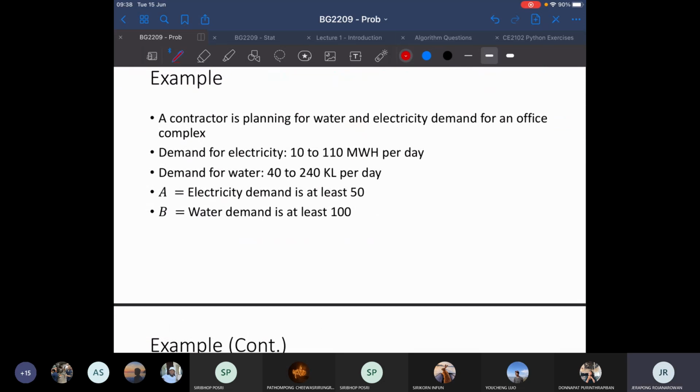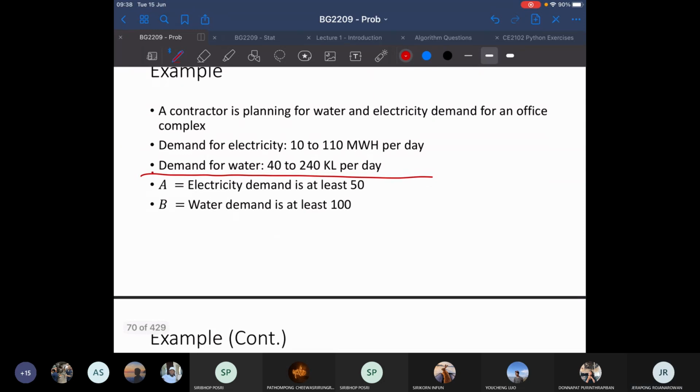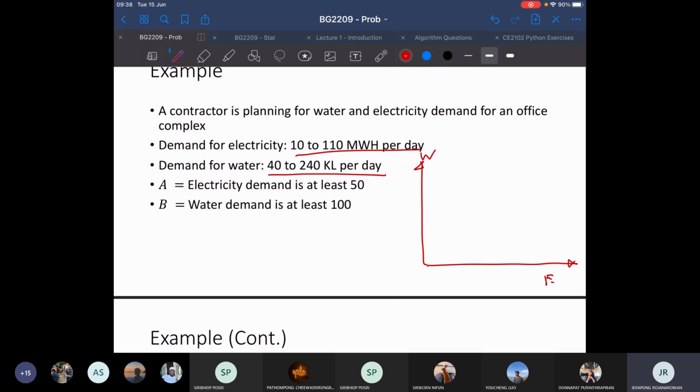Another one, a contractor is planning for water, electricity. You have seen this one before, but we asked you only the sample space, right? But this time, I'm gonna ask you the probability. Okay. I'm going to explain to you and let you guys try to do it, and then I'm gonna give you a solution. So how it's gonna work? So remember that this is the sample space. I hope you remember. You have electricity and water.